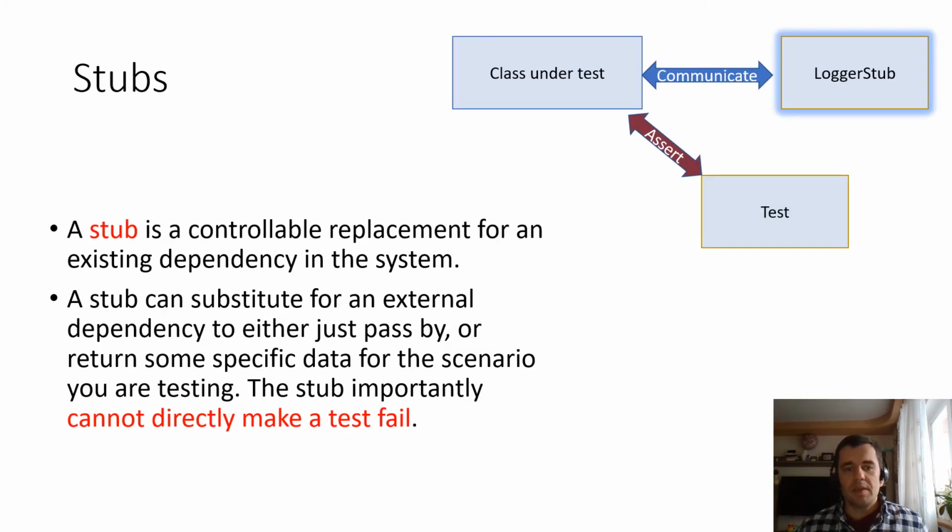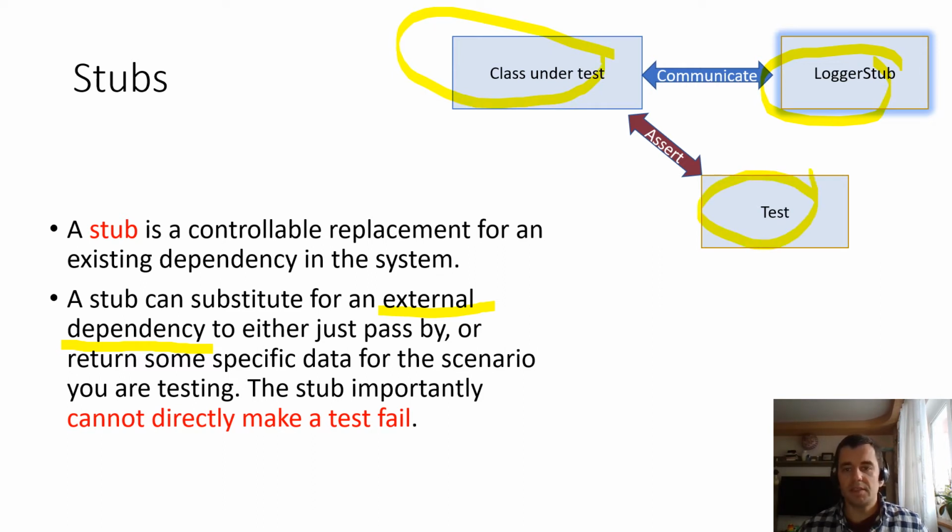Here we can see an example of a stub and how it works. A stub is a replacement for an existing dependency. It can substitute an external dependency to either just pass by or to return some specific data for the scenario we're testing. The stub, importantly, cannot directly make a test fail. Here we have the logger stub, which is used by the class under test, and the assert by the unit test is done against the class under test and not against the stub.